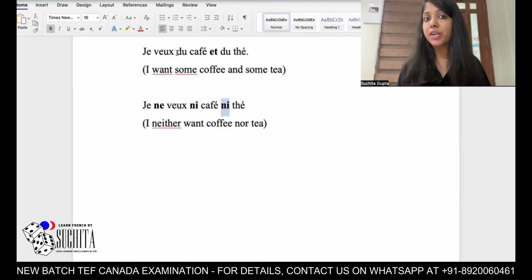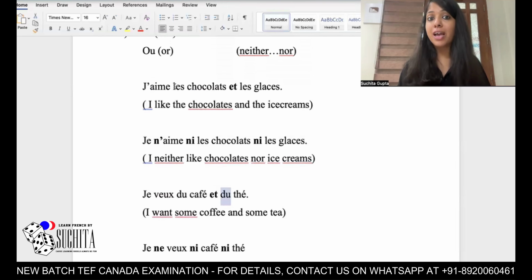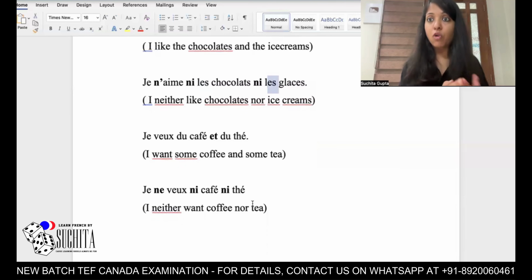If you see, I have not written du and du, right? Whereas in the first example, I have very well written les and les in the negative sentence as well. So in the first part of our series on negation, I had taught you, whenever you make a sentence negative, the indefinite and the partitive articles change into de. But now in specifically this negation, ne, ni, there is a new rule. The new rule says that in this type of negation, you do not write your indefinite and partitive article at all.